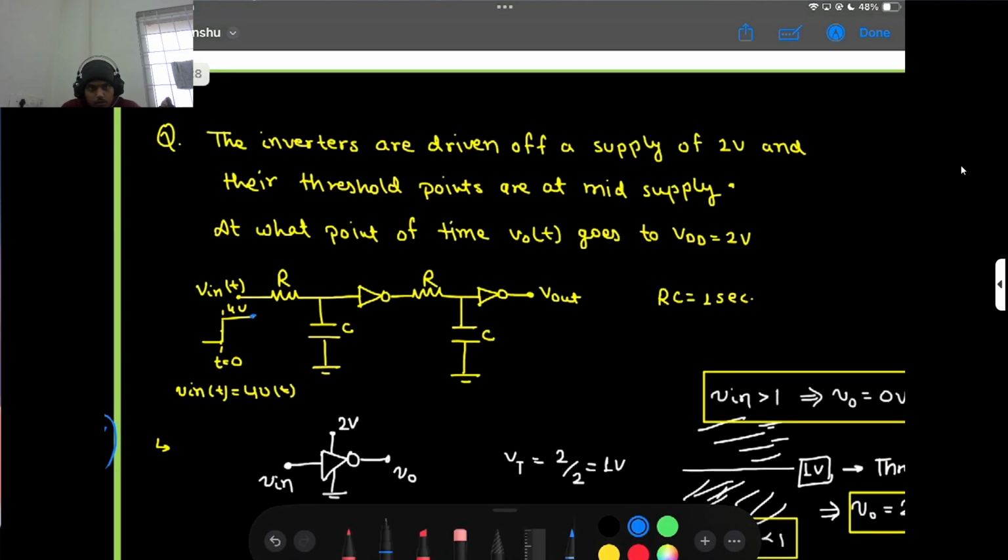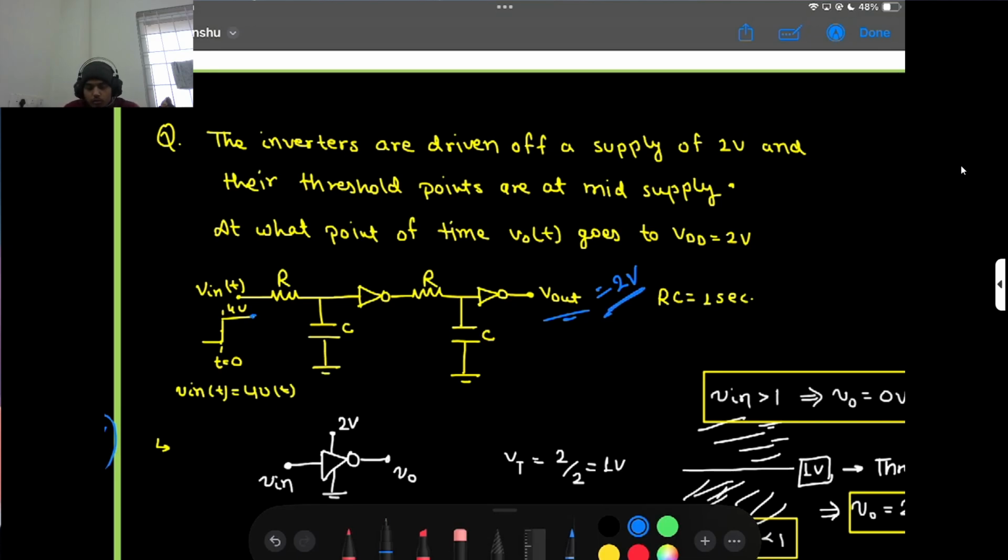I'll read the question carefully before starting the problem. The inverters are driven off a supply of 2 volt and their threshold points are at mid supply. At what point of time does V naught go to VDD? So here I need a VDD voltage that is 2 volt.